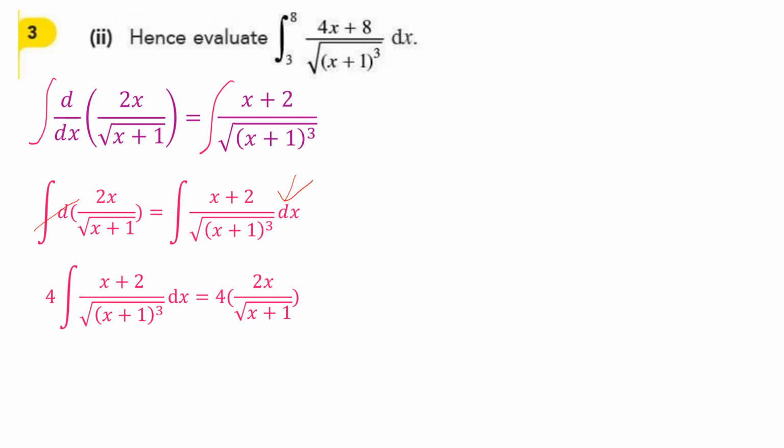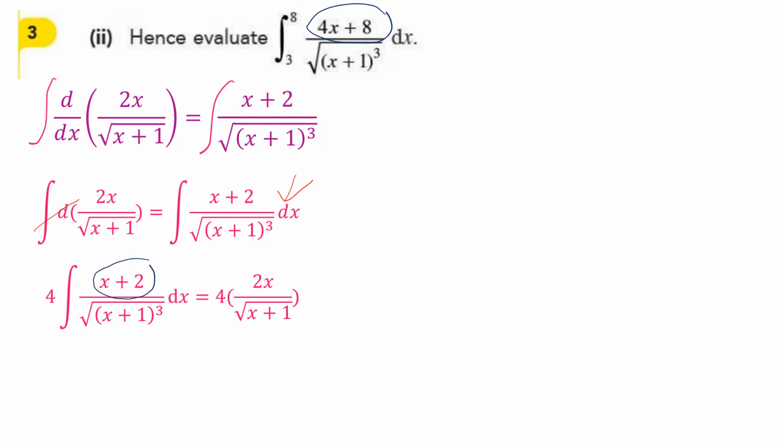Okay, and I'm going to multiply by 4. Why do I want to multiply by 4? Because look at what you're supposed to find. You're supposed to have 4x plus 8 at the numerator. And currently, what we have is only x plus 2. So therefore, I need to multiply with a 4.